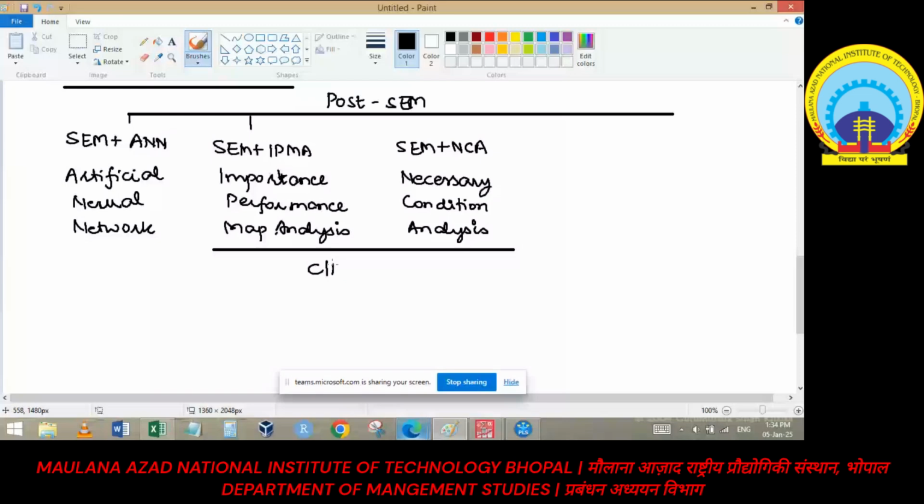And this combined IPMA is incorporating combined NCA plus IPMA. It becomes a C-IPMA.